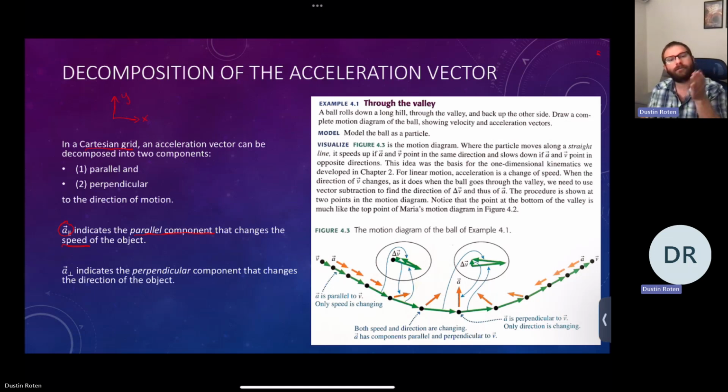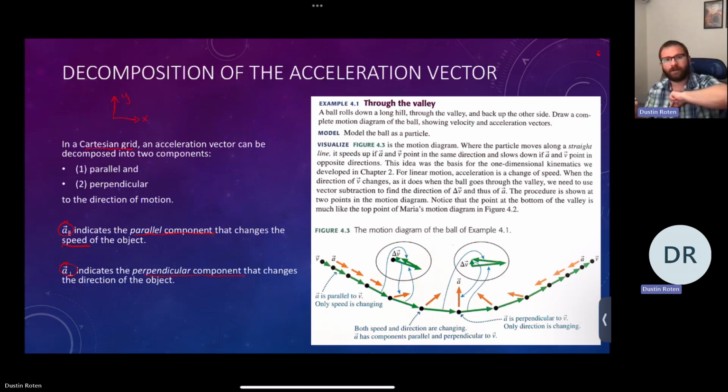Now instead of the part pointing with the direction of motion, we have the part that points perpendicular to the direction of motion, and that's what this little upside down T means. That's just perpendicular. So this perpendicular piece changes the direction. So each component of your acceleration vector is responsible for something. It's either a part that's changing your speed or a part that's changing your direction.